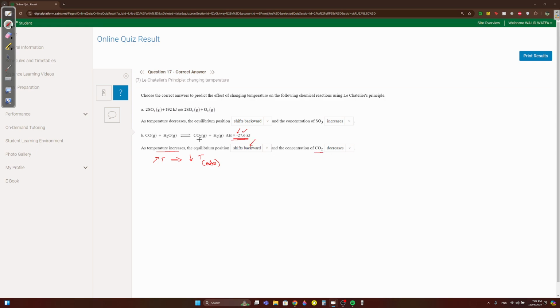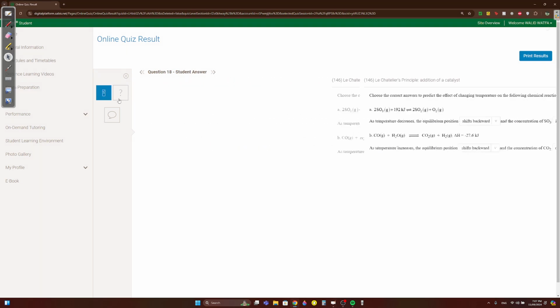And what will happen to the concentration of CO2 if I'm going backward? Don't be confused. This is CO, not CO2. CO2 is over here. CO2 is in the forward and I'm going backward. So of course CO2 will decrease. Okay. Question 18.